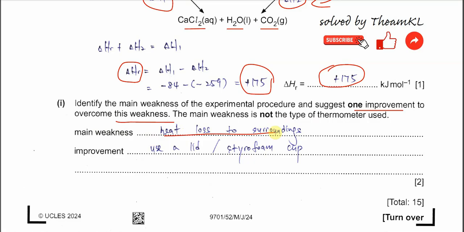How to overcome this? We can use two methods. We can simply add a lid to prevent the heat loss to the surrounding, or, because this experiment uses a beaker, instead of a beaker we can use a styrofoam cup, so the heat loss will be minimized.